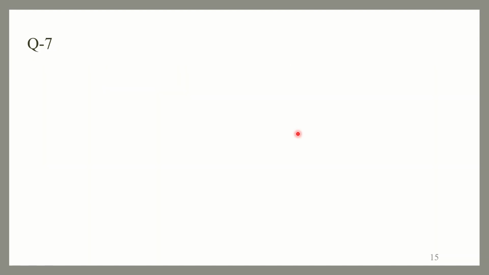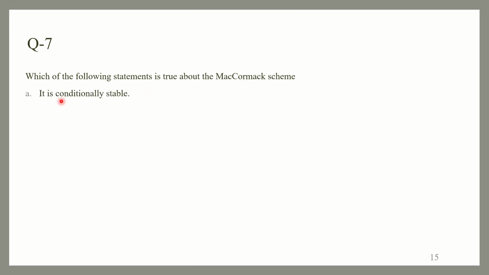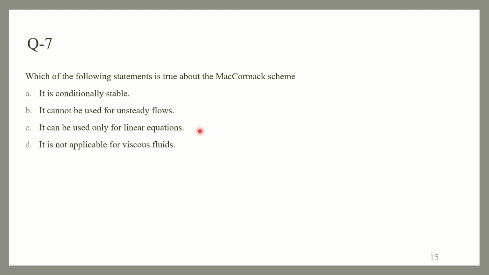Question 7, we will now see which of the following statements is true about McCormack's scheme. First one, it is conditionally stable. Second, it cannot be used for unsteady flows. Third, it can be used only for linear equations. Fourth, it is not applicable for viscous fluids.